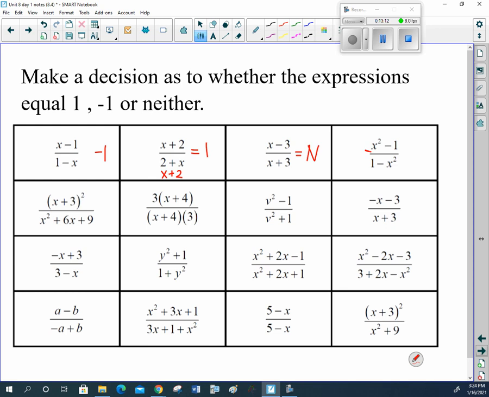In the numerator, it looks like I've got x squared minus 1, and in the denominator, I've got 1 minus x squared. So it looks to me like the signs are exactly opposite. So that's going to be negative 1.